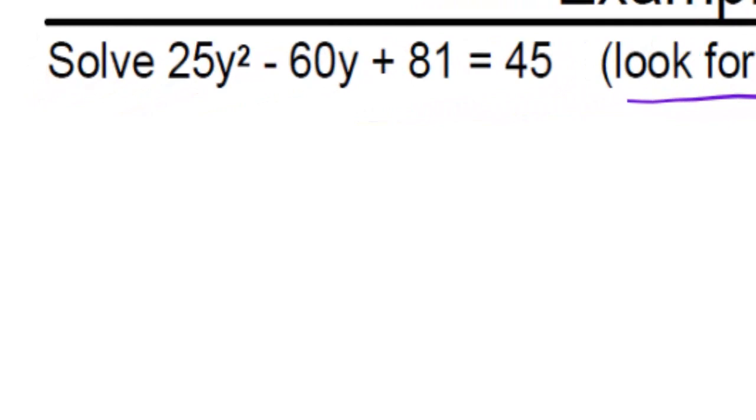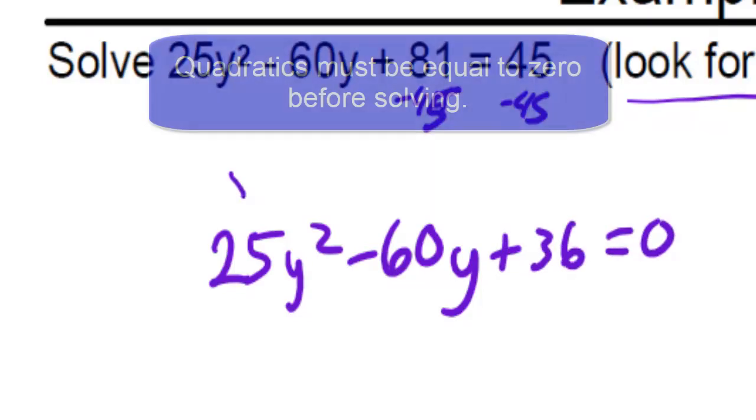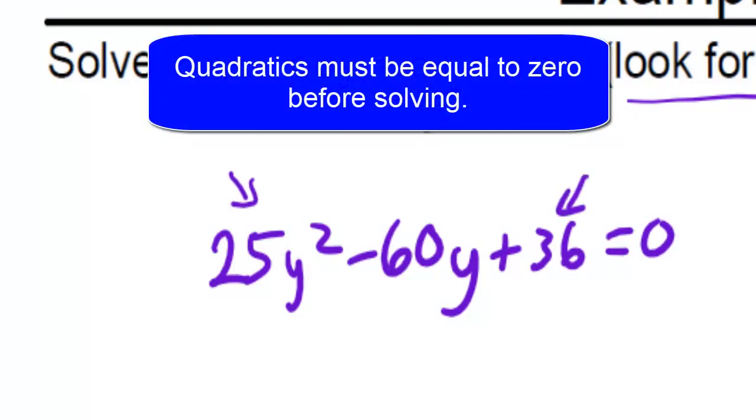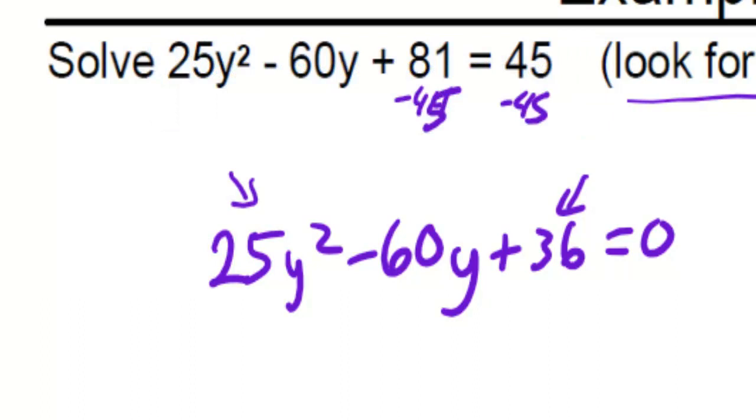So I'm going to bring down my 25y squared minus 60y. And then I'm going to subtract my 45 from both sides here, and that will end up giving me a positive 36, and then now equal to 0. Well, it turns out that this is a perfect square, and this is a perfect square, so the possibility of this being a perfect square trinomial is pretty high. So what I need to do now is try to factor this using the perfect square techniques.